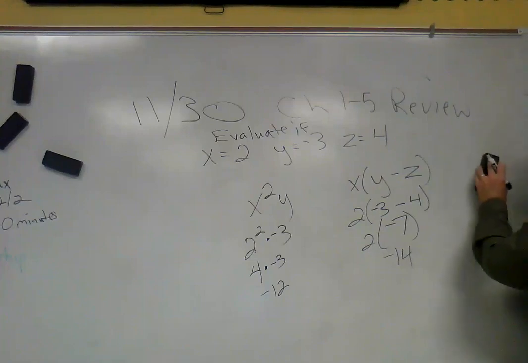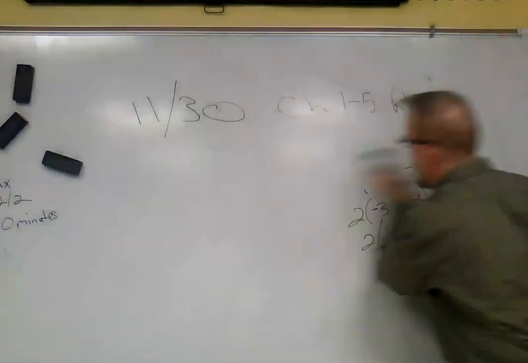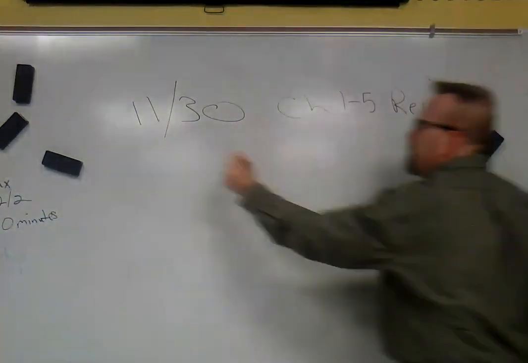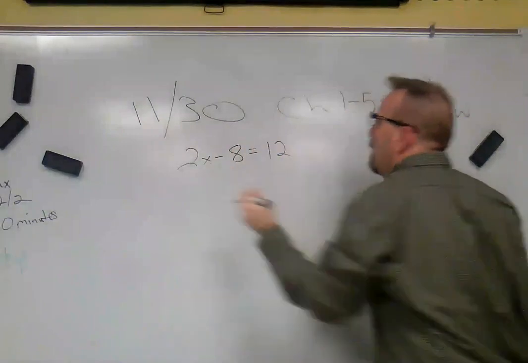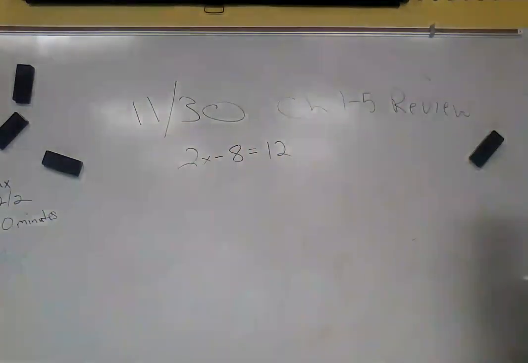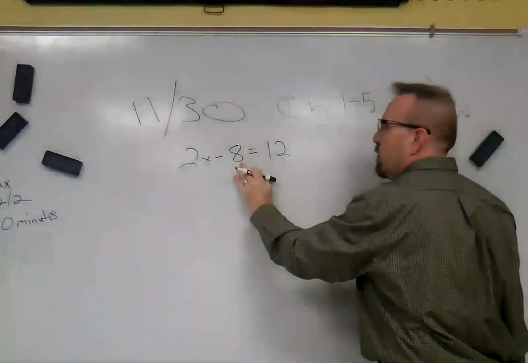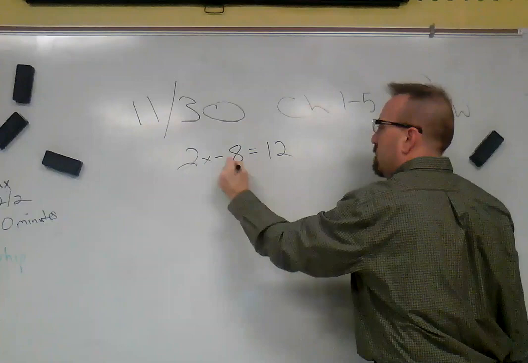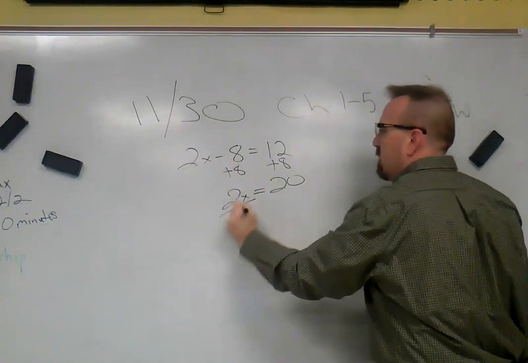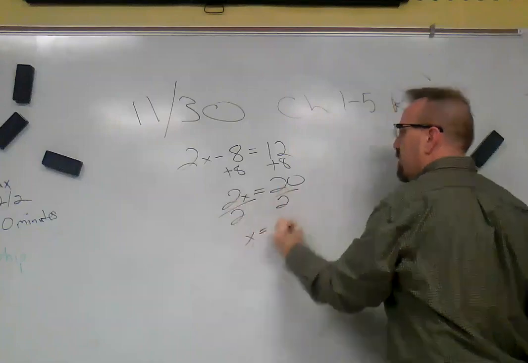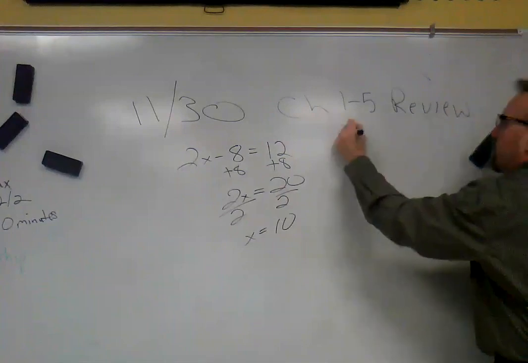So PEMDAS. All right. And the last thing, let's do a few equations. This one, fairly basic, but 2 steps. What's the first thing we do? Get rid of our addition or subtraction. So I have -8, add 8, 2x equals 20, divide by 2, x equals 10. I know some of that you can do in your head. I would show you these steps.